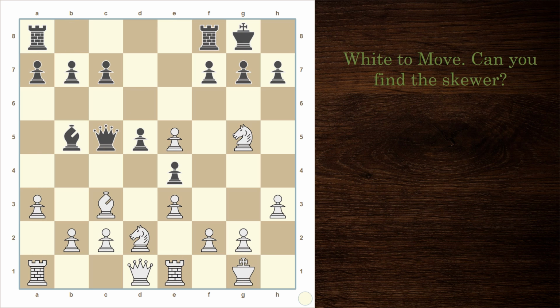The next one is white's turn to move, and can you find the skewer in this example? Pause the video. Okay, the answer is bishop to b4. If the bishop moves here to b4, it's protected by the pawn, and the queen here is under attack. The queen can't take the bishop because it's protected. So the queen should move out of the way, but when it does so, it's going to cause the rook to be taken.